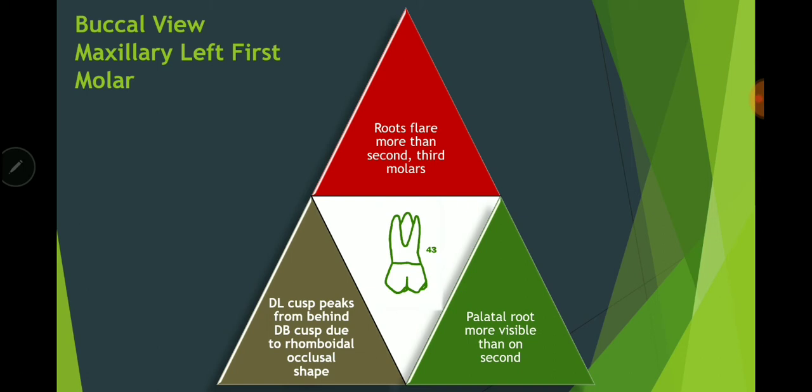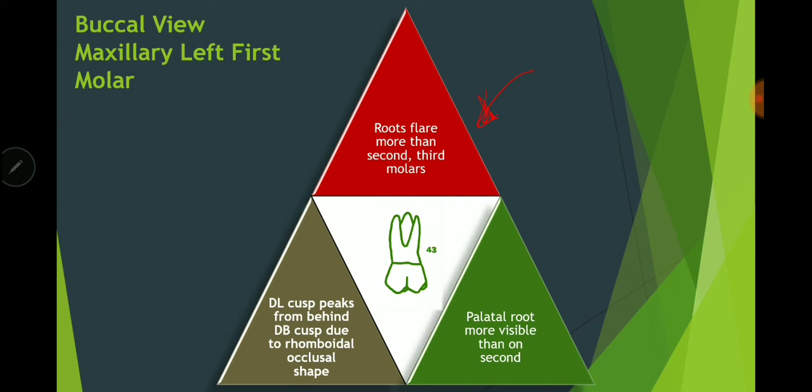For the buccal view of the maxillary first molar, the roots are flared more than the roots of the second or the third molars. Okay, you have to remember that. So roots are more flared, and the palatal root is more visible than in the second molar. When you look at the second molars, you are going to see that the roots are almost closed.